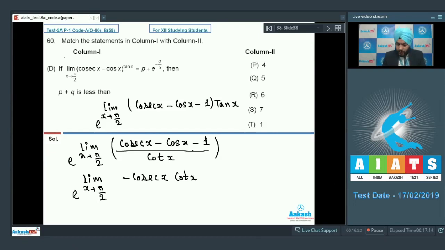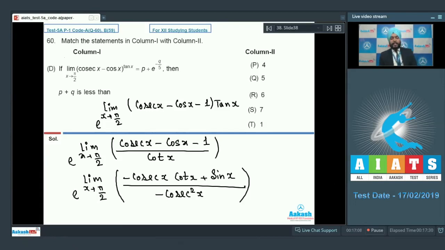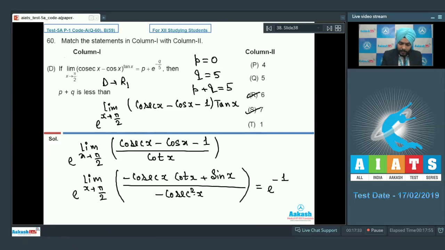the differentiation of cosecant x, minus cos x is plus sin x divided by minus cosecant square x. Cosecant x as well as sin x is 1, cot x is 0. So this is e raised to the power 0 plus 1 upon minus 1. So e raised to power minus 1. So we have, students, p as 0, q as 5. So p plus q is 5 simply. It is less than 6 and 7. So D matches with R and S.